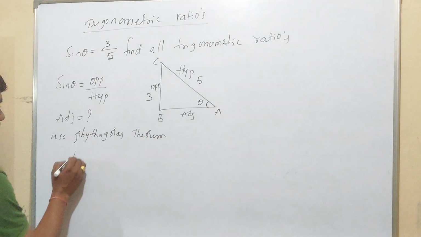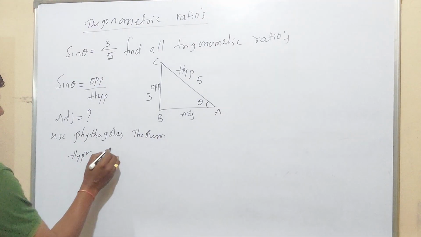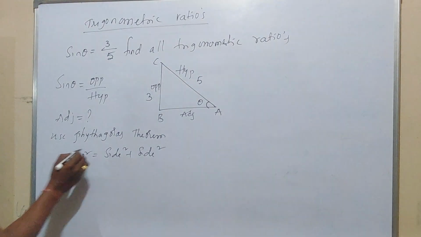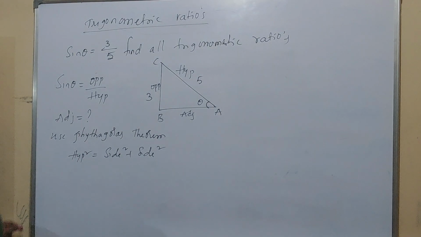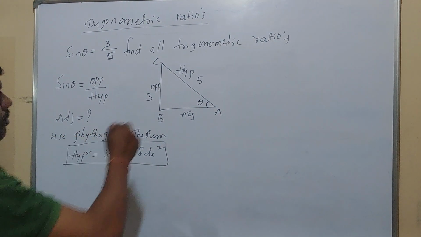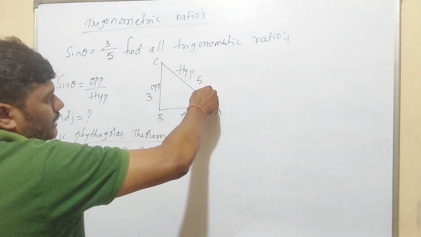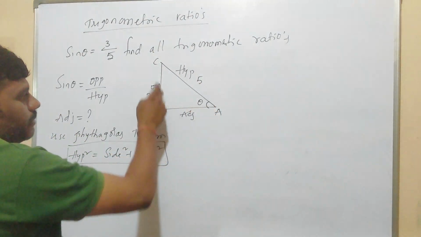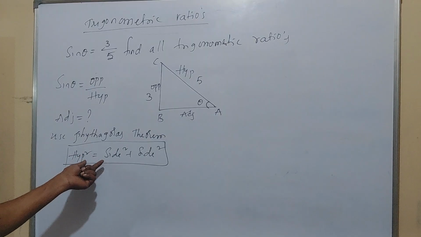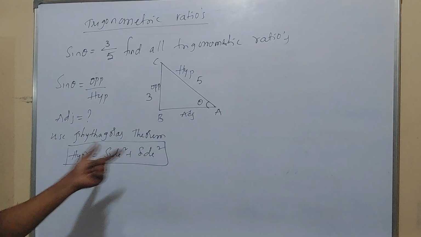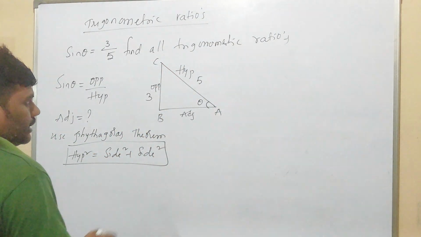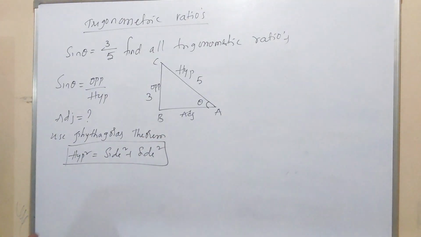Hypotenuse square equals side square plus side square. The Pythagoras theorem states that the square of the hypotenuse is equal to the sum of the squares of the other two sides. Everyone always writes AC square equals AB square plus BC square, but don't write like that. Write hypotenuse square equals side square plus side square.